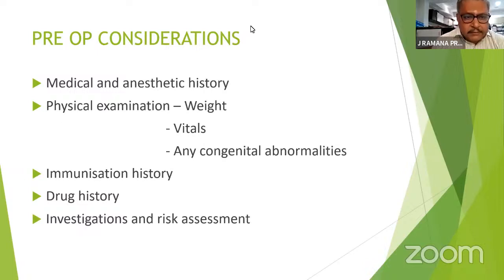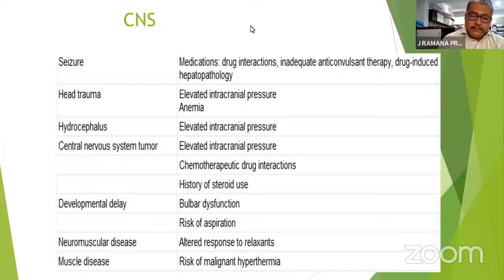Preoperative considerations: medical and anesthetic history, weight. You should always note the weight of the baby and also vitals, any congenital abnormalities, immunization history, drug history, investigations and risk assessment. You should inquire about the history of seizures and also the medications used for seizures because of the drug interactions, and whether the seizure occurred due to inadequate anticonvulsant therapy and drug-induced hepatomegaly.